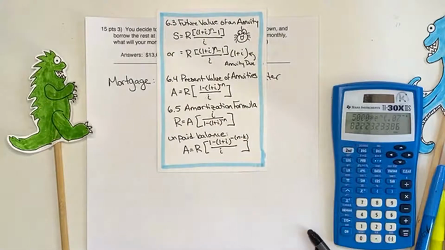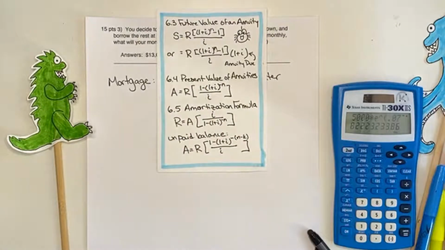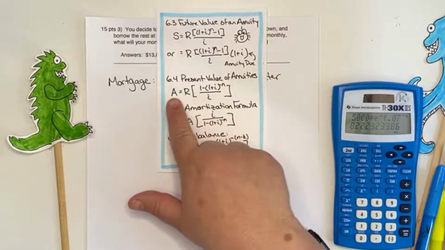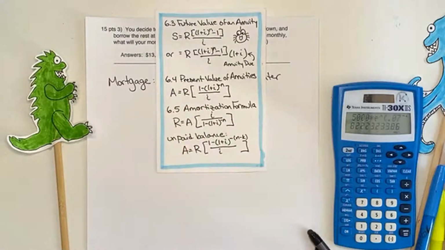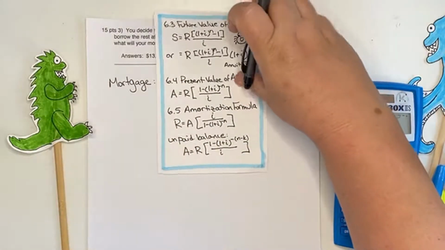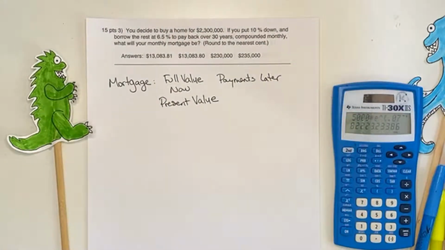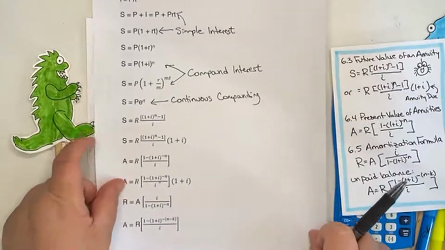6.4, and this is that formula we talked about in 6.4. 6.4 talks about present value of an annuity. So you have the value of the house now, and then you pay it off over time. This is the formula A equals R times this, that mess. But that's not the format we wanted. So let's take a look at our options here.